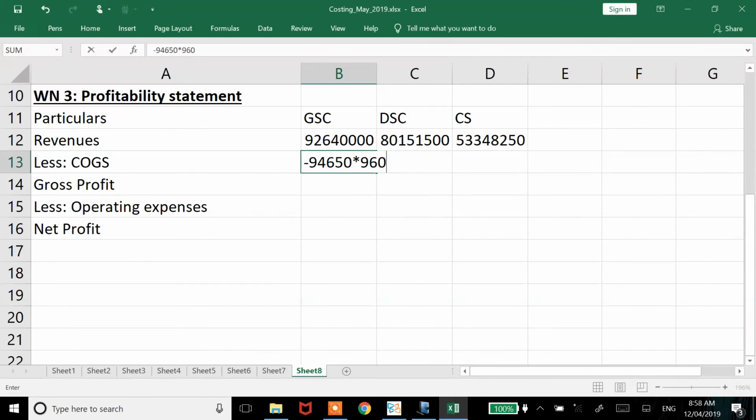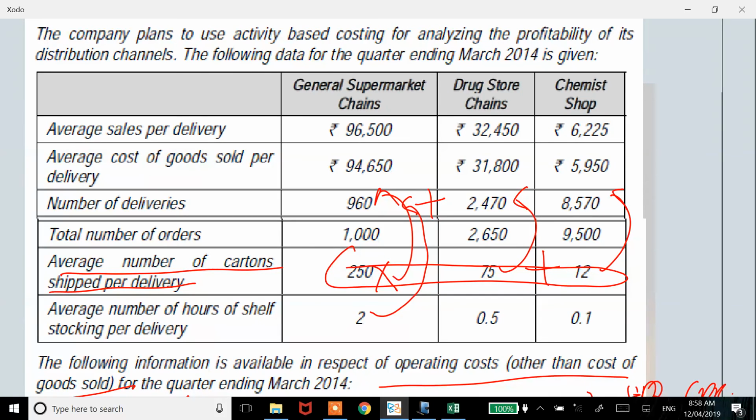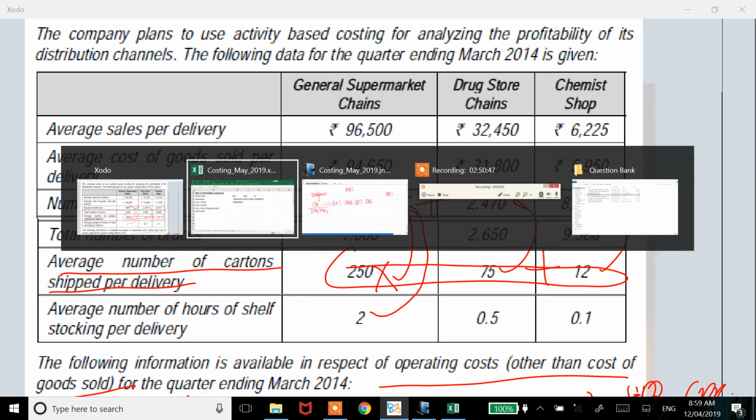94,650 into 960. Your cost is again 94,650 per delivery. In some questions they can even make it sales per delivery and cost of goods sold per order. Whatever way they want to make changes, they can do it in the question. So be careful when you answer. Read it carefully, because this depends on how you read the question. There's nothing new which I'm going to teach. It is just that in a hurry you will end up writing the wrong number. So be careful about those areas. 94,650 into 960.